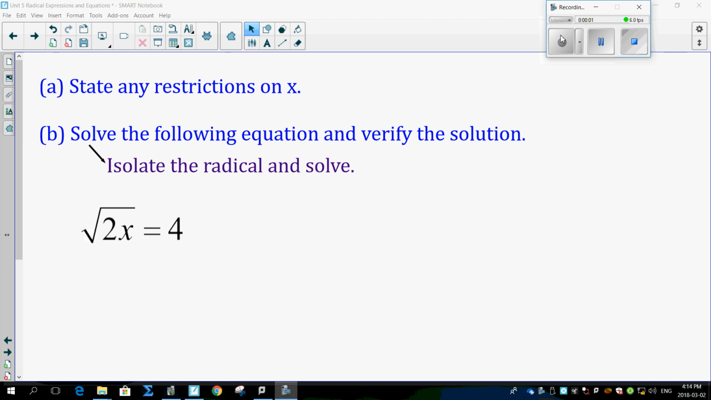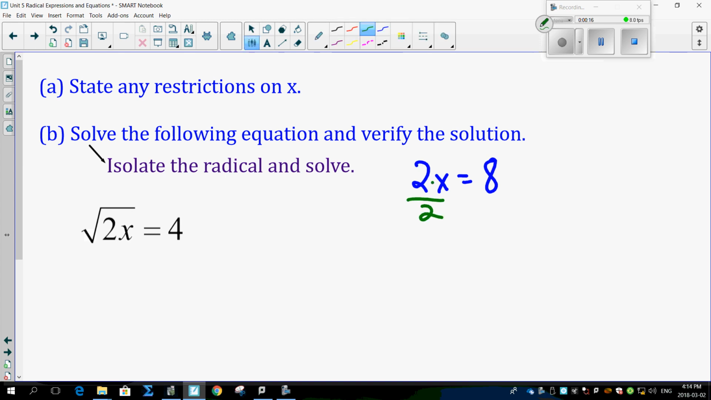Now that we know what the restrictions are and how to find them, we've got to start finally solving some equations. But before I start solving equations, I want to look at a couple of things. Remember algebra? If you had something like 2x equals 8, what do you have to do to solve it? Well, of course, you have to do the opposite. Divide each side by 2, right? You get x equals 4.